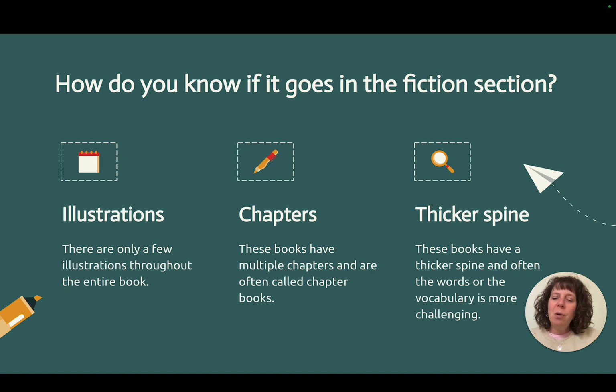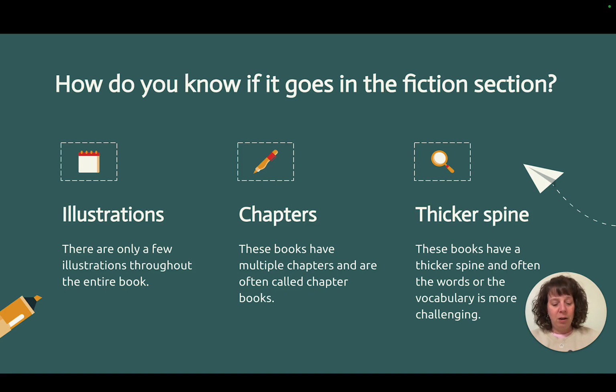All right, so how do you know if it goes in the fiction section? So when it comes to the fiction, usually these books are a lot thicker. Their spine is much thicker. They also have very few illustrations throughout the book. In fact, this book has no illustrations. So a lot of the fiction books have very few illustrations or no illustrations. They have multiple chapters and are often called chapter books. And I would say that they are over 150 pages on average.